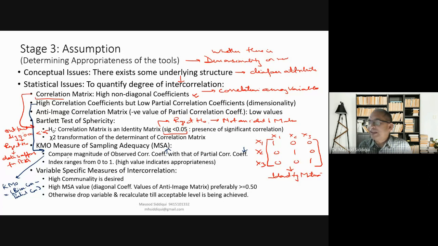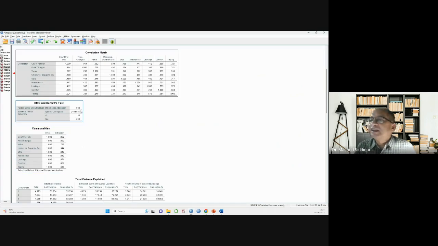The value of KMO lies between 0 and 1, and a high value indicates the appropriateness of the data for the principal component. And here, as you check, the KMO measure is 0.803, which is very near to 1. So we can say that our data is appropriate for the principal component. Here we have discussed the first part related to the appropriateness of the data, and we examined that the data as a whole is appropriate for the principal component analysis.